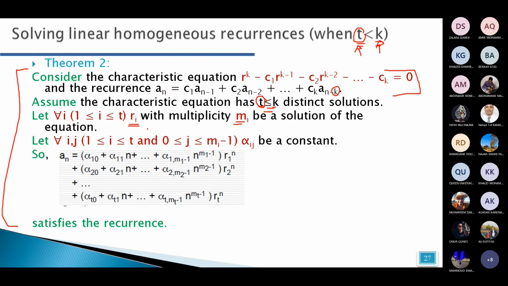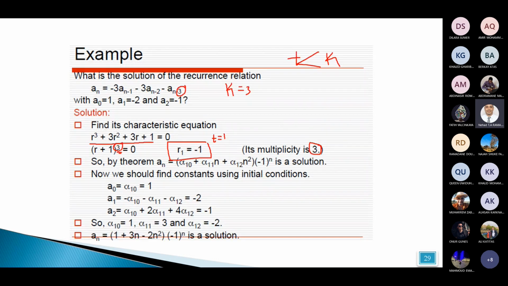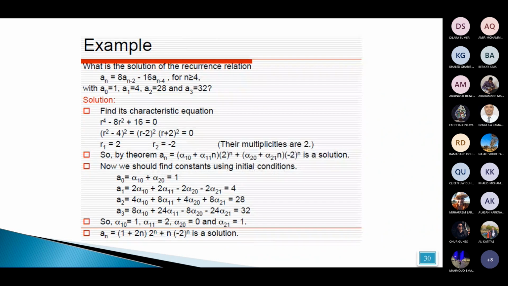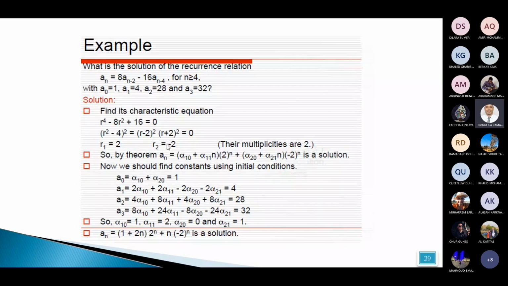So far, in this example, we have only one solution, with multiplicity 2. Multiplicity means how many times it's repeated. It's repeated 2 times: r minus 3 power 2. So it equals 3 and is repeated 2 times. This one is repeated 3 times. As you can see, so far we have only one solution. Here we have two solutions.